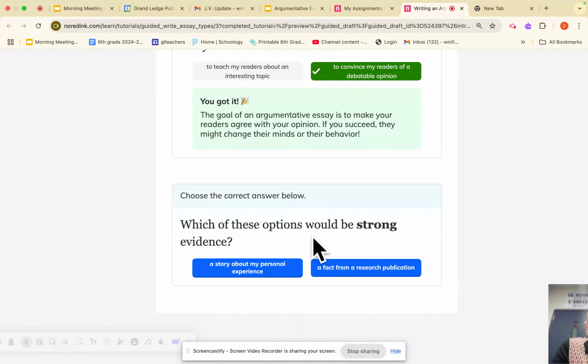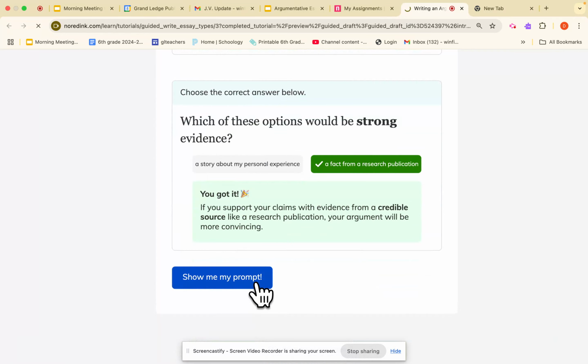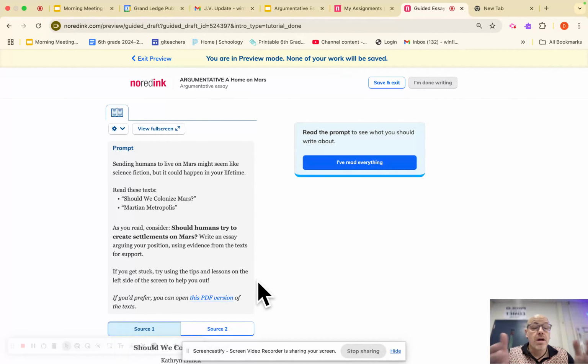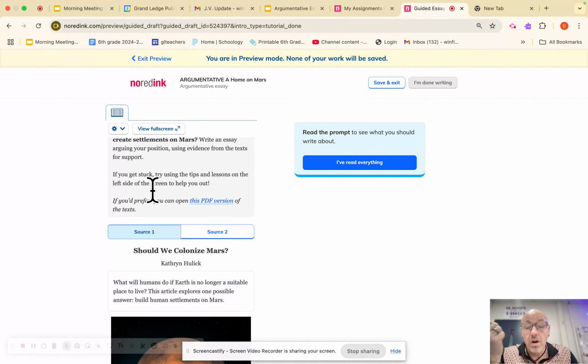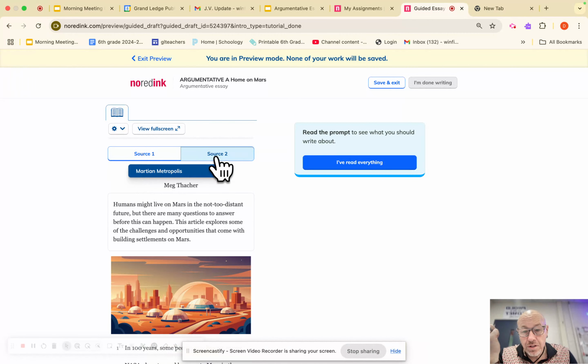Which of these options would be strong evidence? A story about my personal experience or a fact of research publication? That would be a fact of research publication. Now it's going to show you your prompt or what you need to write on. In this case, looking at No Red Ink, I have given you these 2 sources or articles right here. Boom. And this one too.